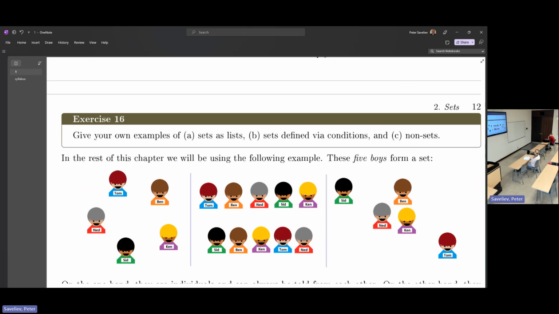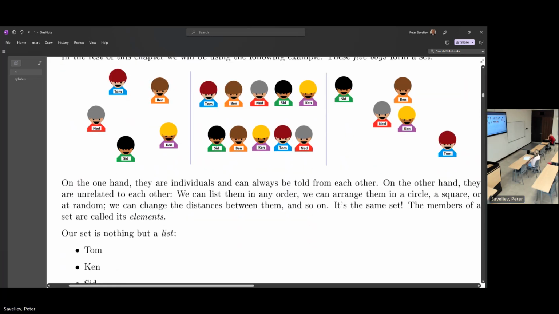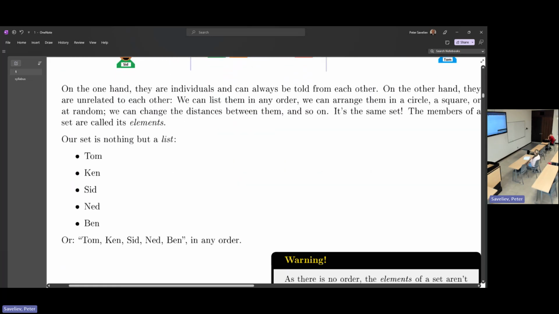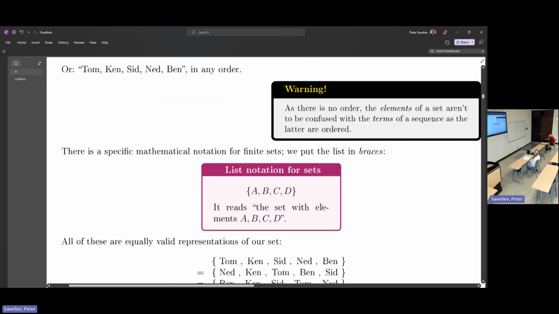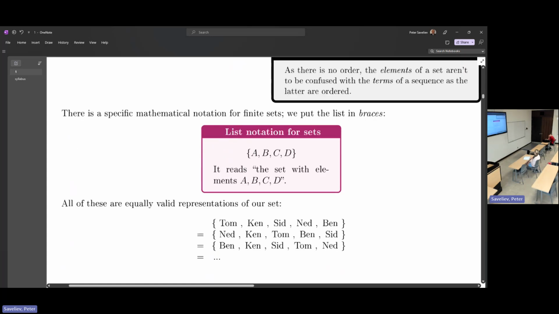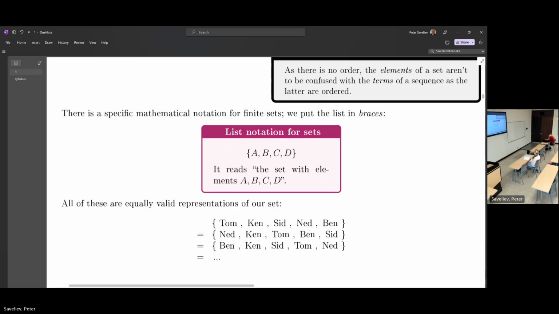Otherwise, you can rearrange them. That's what the pictures in the middle and on the right are. You can rearrange them, and that's still the same set. And then you can put them as a list. You can put them on the list vertically if it's a spreadsheet. You can put them in a row, but mathematically, this is the notation that we use. We use braces at the beginning and the end.